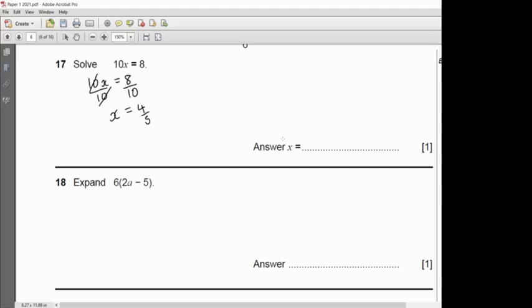Or 0.8. So you can write 4 over 5, that is the fraction in its simplest form, or it's 0.8.